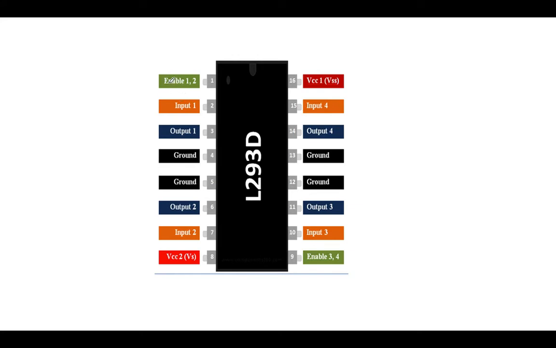And here it has two sets of inputs. One is input 1 and input 2, which is the first set, and input 3 and input 4 is the second set, and correspondingly we have output 1, output 2, output 3 and output 4. So for controlling one DC motor we need one pair, like input 1 and input 2, along with output 1 and output 2.